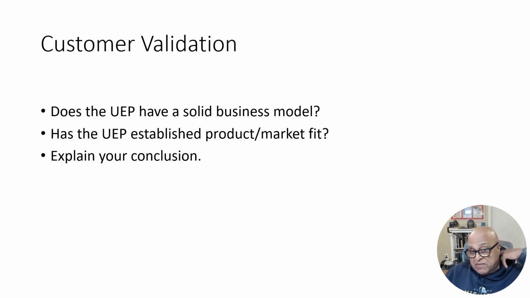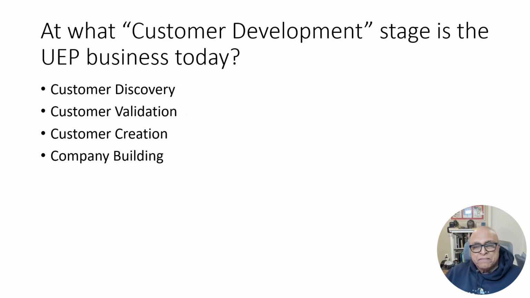Next, think about customer validation. Does the urban entrepreneur partner have a solid business model, or is it still somewhat in flux? In other words, has the urban entrepreneur partner established product market fit? And explain your conclusion on that one. So, we just talked about the four stages of the customer development process: customer discovery, customer validation, customer creation, company building. At what stage of the process is your urban entrepreneur partner's business today?